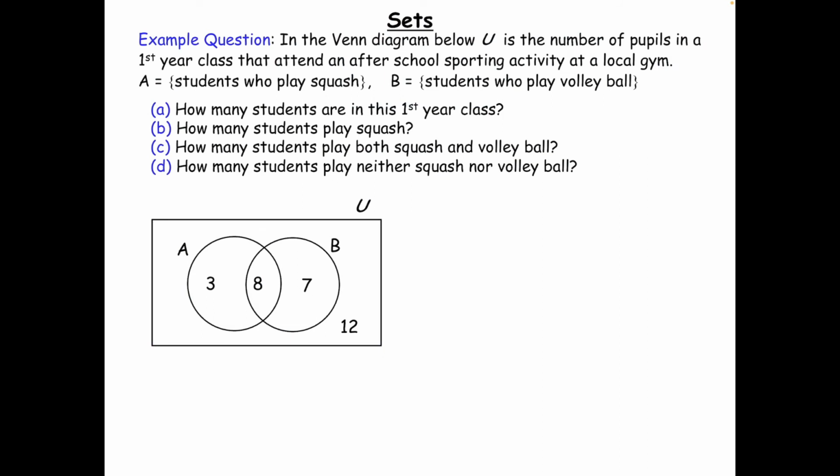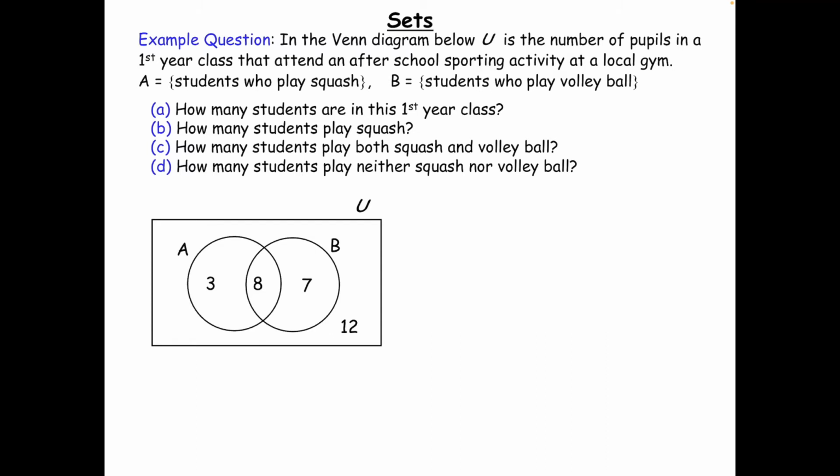Today we're going to be looking at problem solving using sets. Let's look at the following example question and take this down in our notebooks. In the Venn diagram below, U is the number of pupils in a first-year class that attend an after-school sporting activity at a local gym. A are the students who play squash. B are the students who play volleyball.